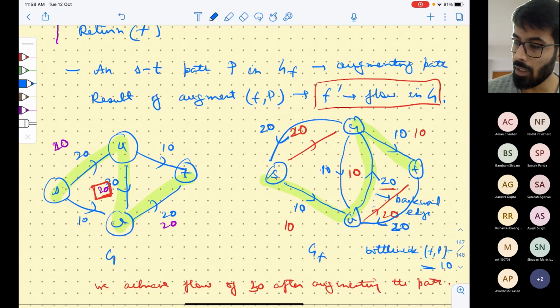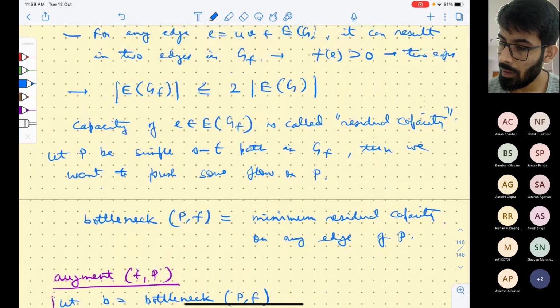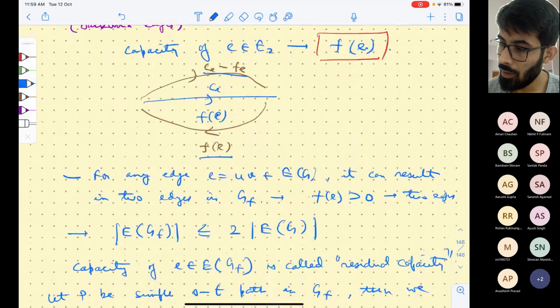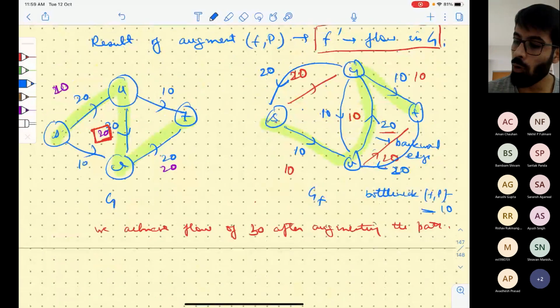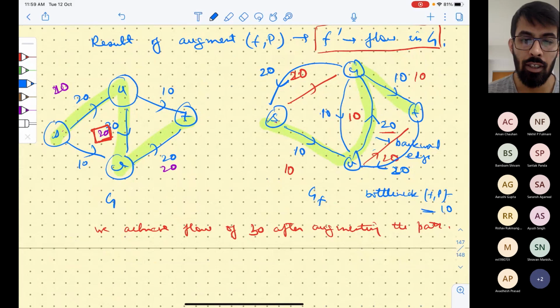So of course, I had missed that for SU there will be a backward edge. There will be no forward edge because the capacity is full.